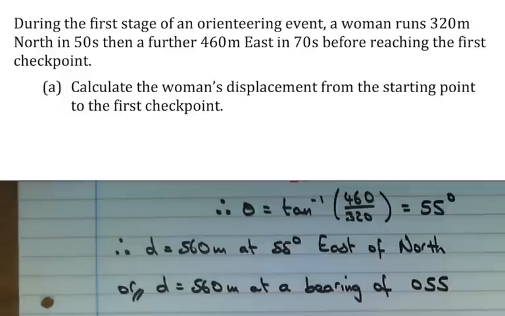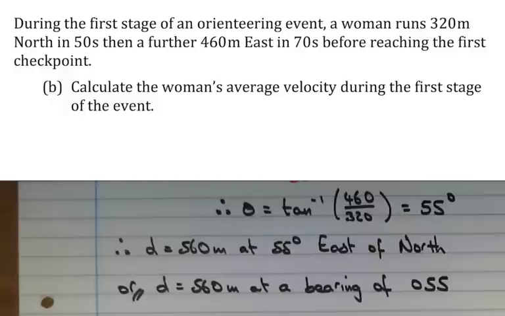There is one last part to this question. That was only part A. So part B, it will take me just a second to find it, is this one here. There we go. So what does it say? Calculate the woman's average velocity during the first stage of the event.